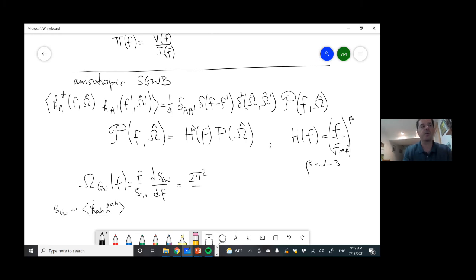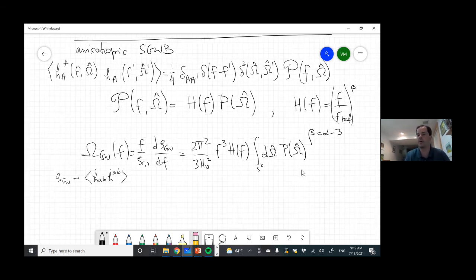So 2 pi squared over 3 H0 squared. We have the f cubed term like we did before. We have H of f just like we did before, but now we also have the integral over the sphere, over the sky, of P of omega. Okay, so this is the non-curly P that shows up here. It's very similar to before. If you had an isotropic background, this is your background.